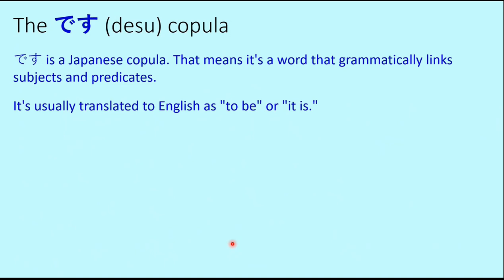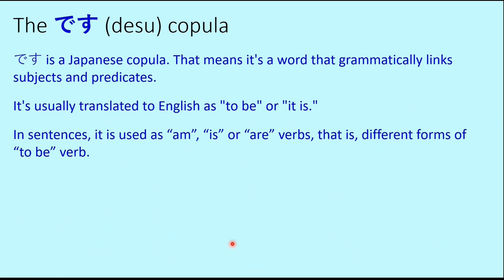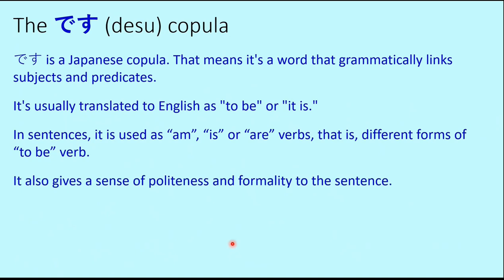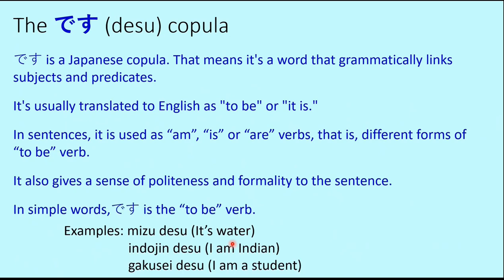It's usually translated to English as to be or it is. In sentences, it is used as am, is, or are verbs, that is different forms of the to be verb. It also gives a sense of politeness and formality to the sentence. So if we have single word answers, then for seniors or for elders, we add this after that word. So it's a kind of polite behavior. So in simple words, this is the to be verb.